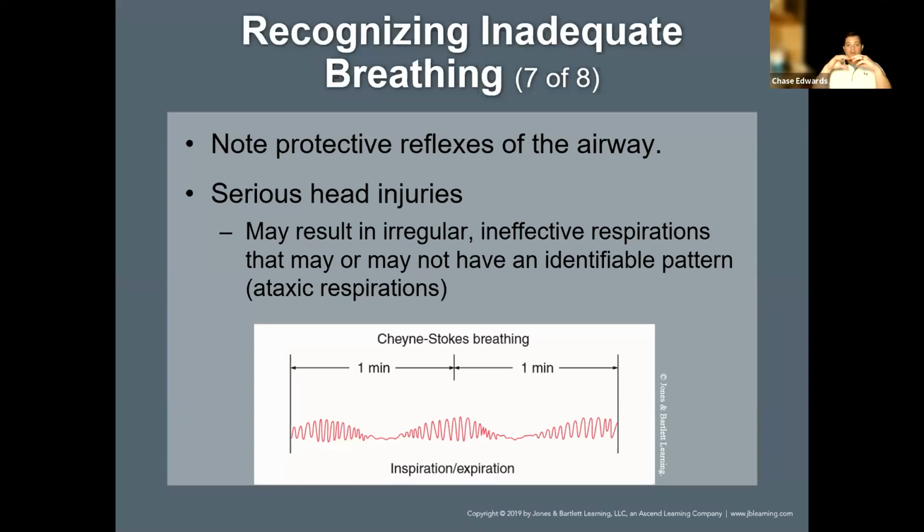So you're going to note protective reflexes of the airway. So sneezing clears the nasopharynx, is often caused by an irritant such as dust. Sighing and hiccuping are other modified forms of respiration. And then there's table 11.5.